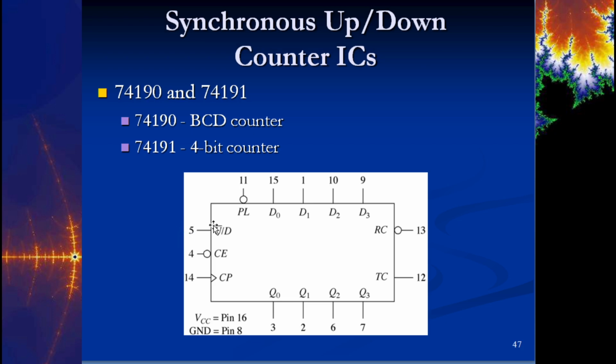So you have a single input that controls both of those. Okay, and then you have your clock pulse. So that way you only have one clock pulse in. You still have your parallel load and your terminal count and your outputs. So it's just a little bit different approach.